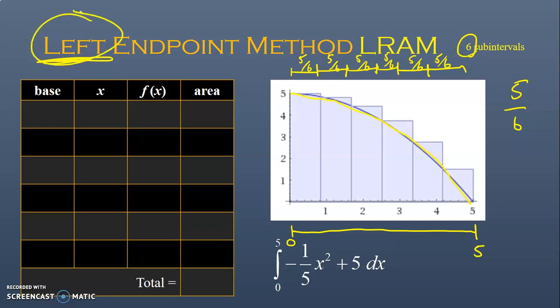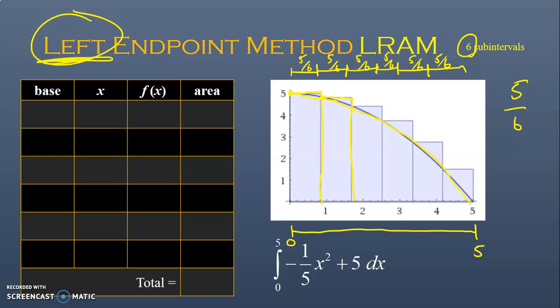Now, for the left endpoint method, for each of these intervals, I'm going to look at the left side and use that value to draw a rectangle. So between 0 and 5/6, I'm going to take the point on the left and use that point to draw a rectangle. And then between this next interval, which will go from 5/6 up to 10/6, we're going to use the point that's on the left to draw a rectangle. And we're going to keep drawing these rectangles until we've drawn 6 rectangles.